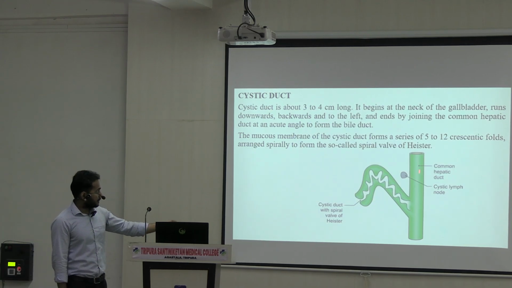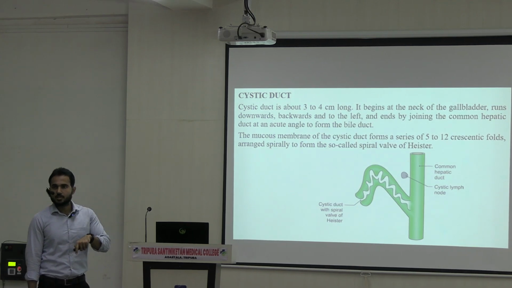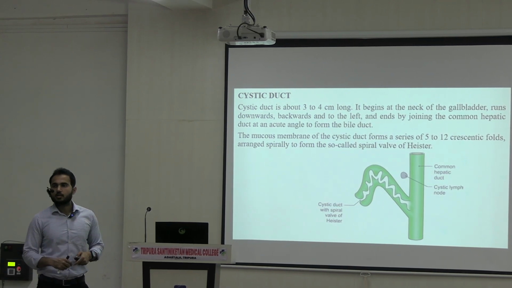So this is the common hepatic duct, and you can see this is the cystic duct. It is joining. Okay, so it will go downwards and backwards, and then it will join the common hepatic duct at an acute angle to form the common bile duct.